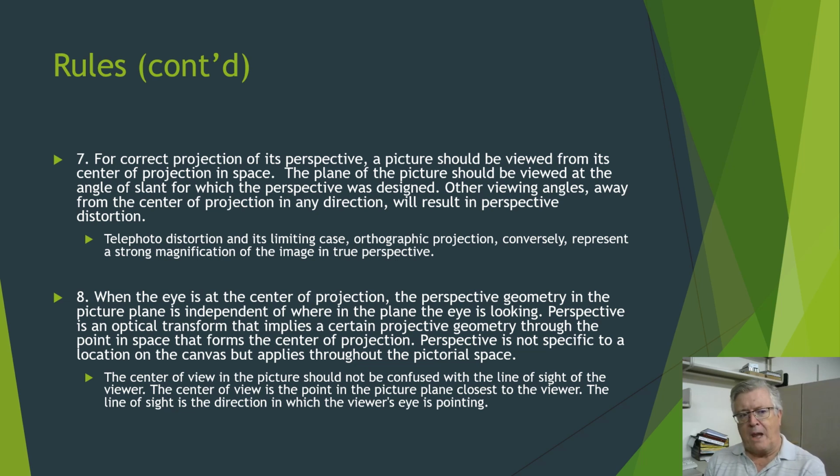The last rule, Rule 8. When the eye is at the center of projection, the perspective geometry in the picture plane is independent of where in the plane the eye is looking. Perspective is an optical transform that implies a certain projective geometry through the point in space that forms the center of the projection. Perspective is not specific to a location on the canvas, but applies throughout the pictorial space.